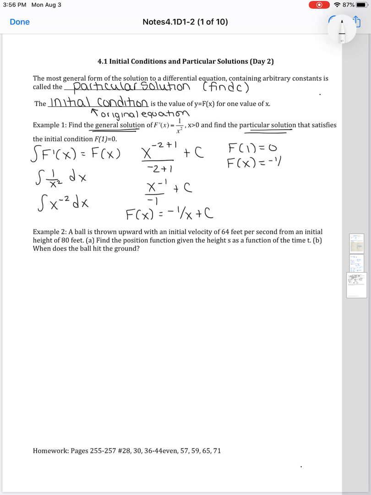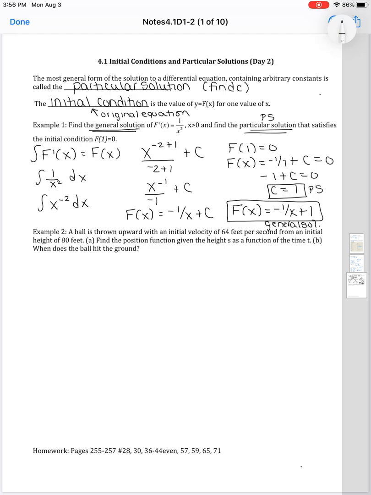Okay, so what it's telling me is that f of 1 equals 0. Well, here's my f of x, that means everywhere there's an x, I can replace that with 1 and set it equal to 0. So negative 1 plus c is 0, which means c is positive 1. So particular solution, I'm going to just give that a PS. And then my actual equation here is negative 1 over x plus 1. So this is your general solution or initial condition.